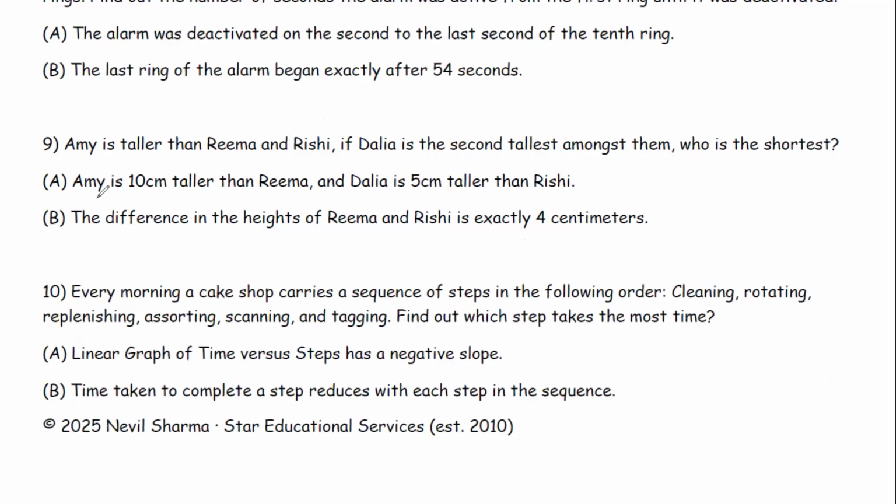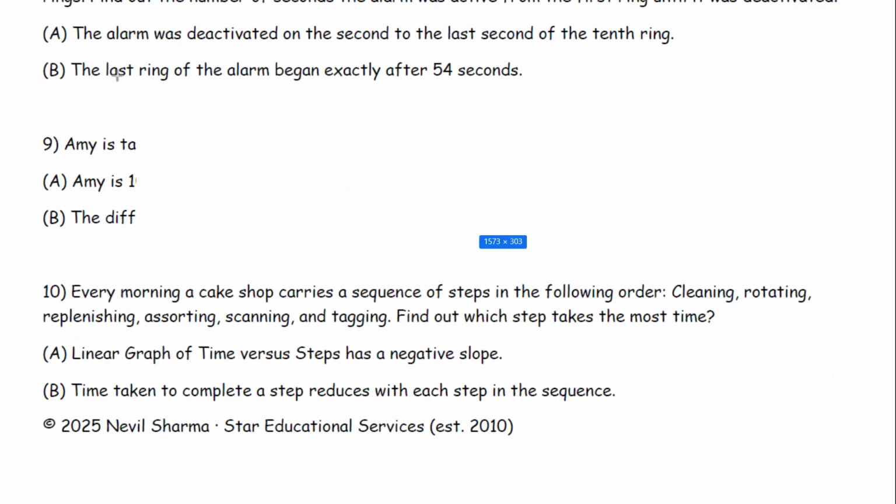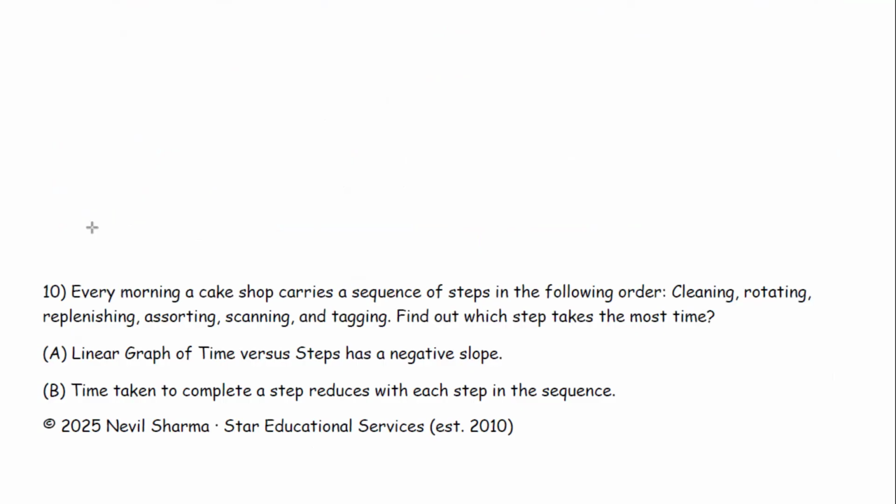You must be wondering that it's not a sequences question, but I just felt like putting it in here. All right, 10th one. Every morning, a cake shop carries out a sequence of steps in the following order: cleaning, rotating, replenishing, assorting, scanning, and tagging. Find out which step takes the most time. All right, so we have to find out which step takes the most time.